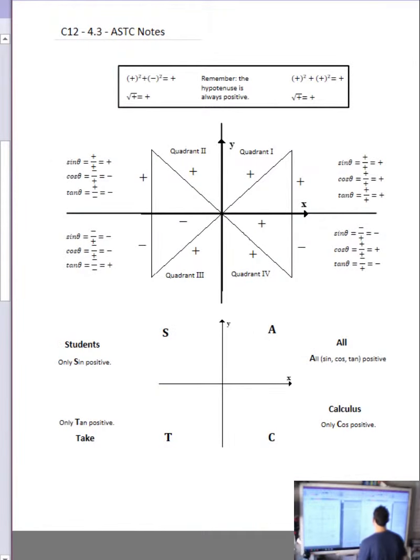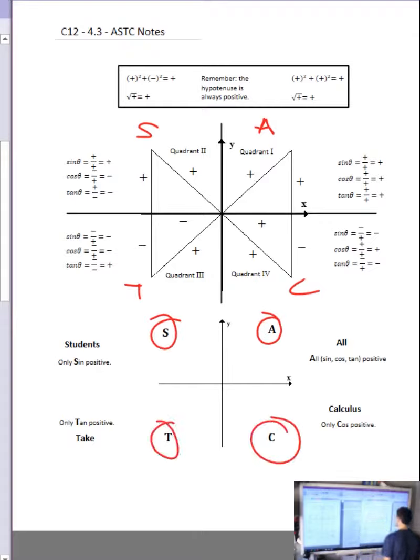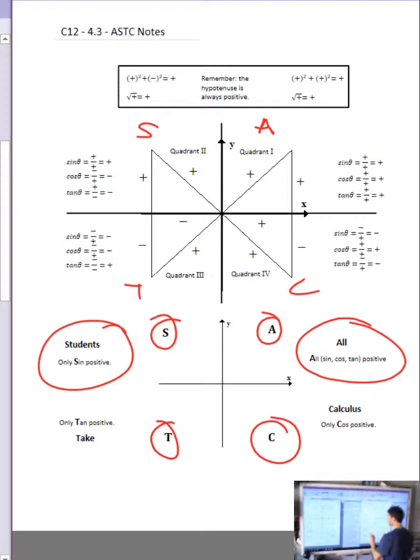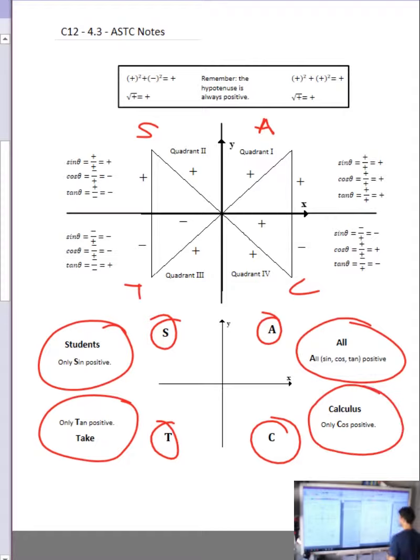All right, so again, lots of the times I'm just going to be using the actual notes and drawing on them specifically. So let's take our ASTC graph and find out what that all means. Well, A means all sine, cos, and tan are positive. S means only sine is positive. T means only tan is positive. C means only cos is positive. We have a mnemonic device: All students take calculus.